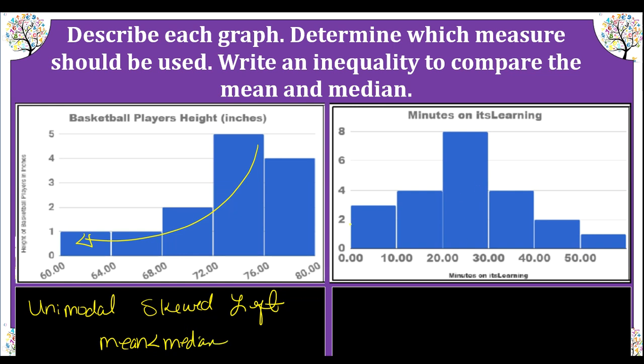Okay, on this one, why don't we just go with unimodal, and it's pretty much almost bell-shaped, except for this little piece here, but let's just call it bell-shaped. And remember, when we have bell-shaped, it's symmetrical with 1 mode, and so that means the mean is going to be pretty much equal to the median.